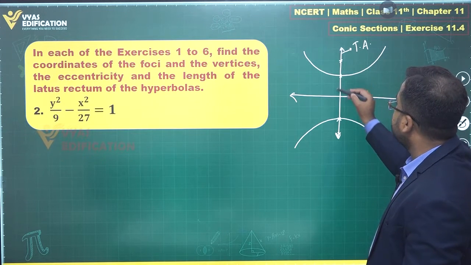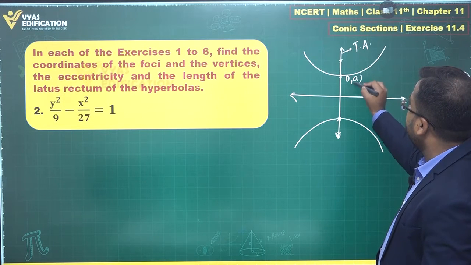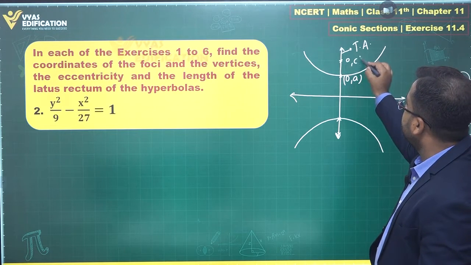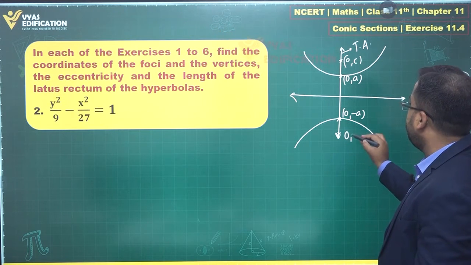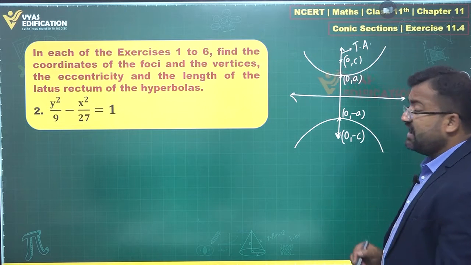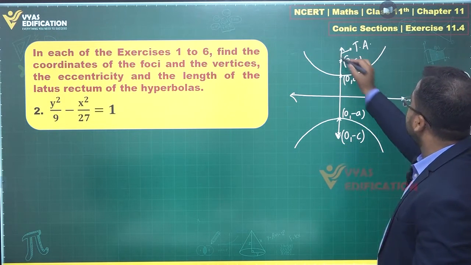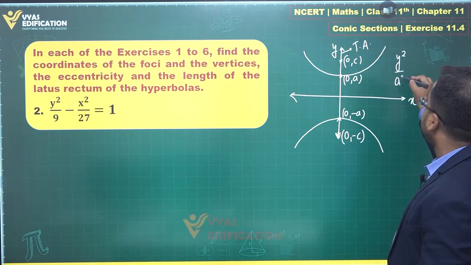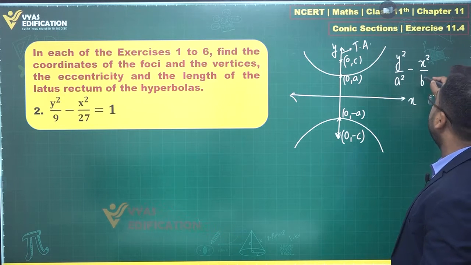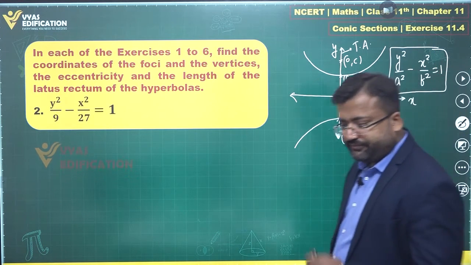These will be the vertices: 0 comma a, 0 comma c, 0 comma minus a, 0 comma minus c. Those are the vertices and foci respectively. This is the x-axis, this is the y-axis, and what we are dealing with over here is y square upon a square minus x square upon b square is equal to 1. This is the hyperbola that we are dealing with.